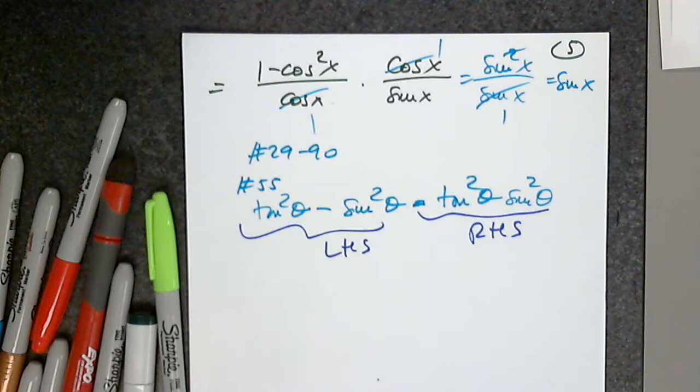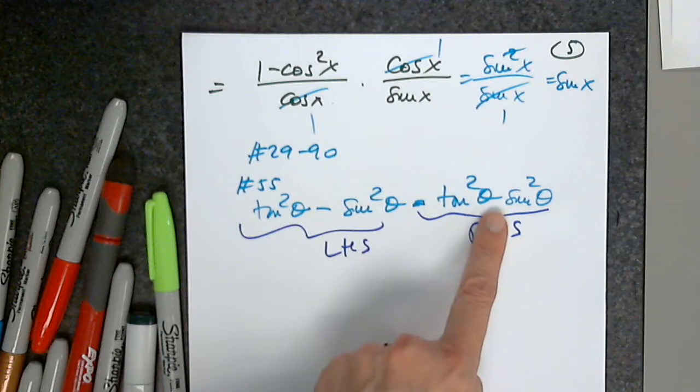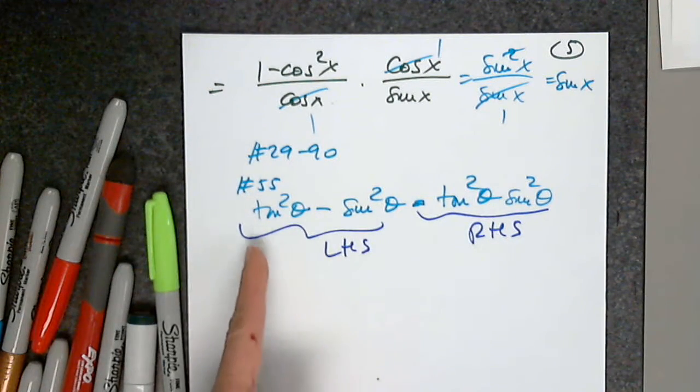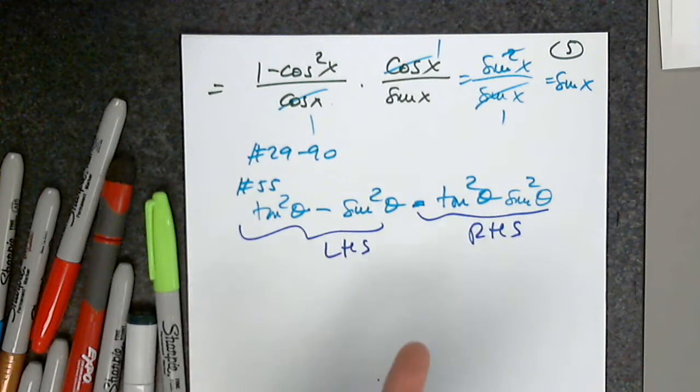I would say that the difference is more complicated than the product. So here I have a difference of tangent squared and sine squared. Here I have a product. I think that this is more difficult, because it's a difference and this is a ratio. So let's see what we get on this side. Maybe, I have no idea.